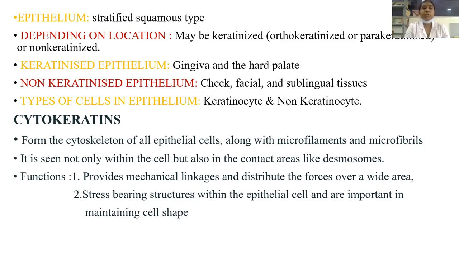Cytokeratins form the cytoskeleton of all epithelial cells along with microfilaments and microtubules. They are seen not only within the cell but also at contact areas like desmosomes. Functions: they provide mechanical linkages and distribute forces over a wide area. They are a stress-bearing structure within the epithelial cell and are important in maintaining cell shape.